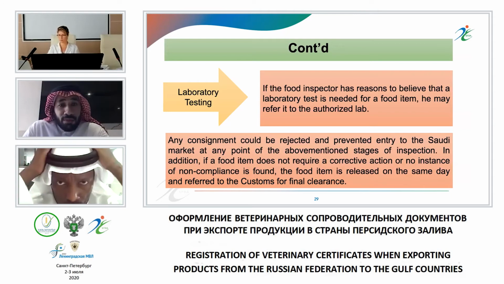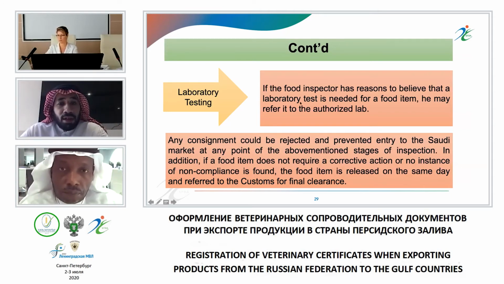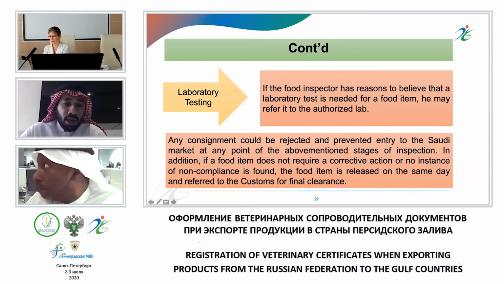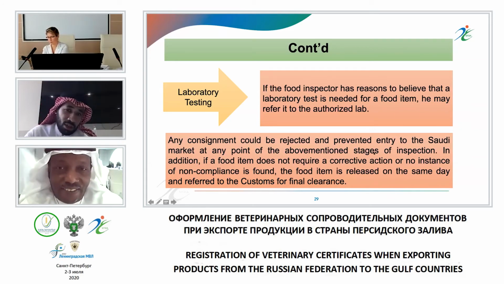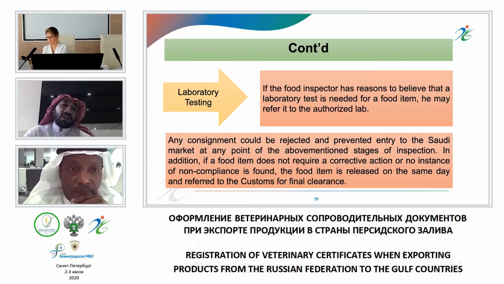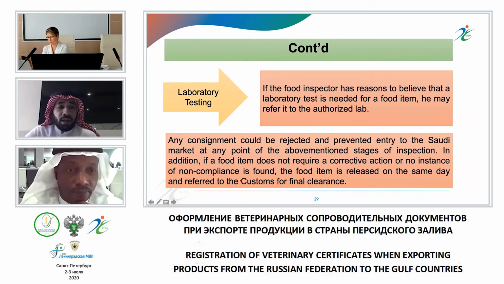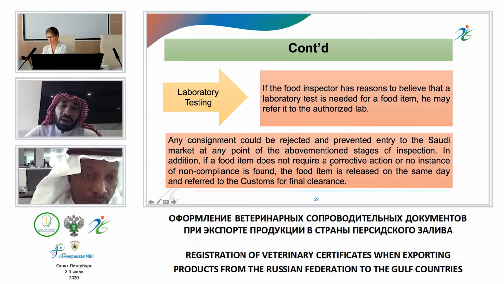So for the lab test, if the food inspector has reasons to believe that a laboratory test is needed for a food item, he may refer it to the authorized lab. Any consignment could be rejected and prevented entry to the Saudi market at any point of the above-mentioned stages, which are the documentary, identity, physical, and now the lab test. In addition, if a food item does not require a corrective action or no instance of non-compliance is found, the food item is released on the same day and referred to the customs for final clearance.